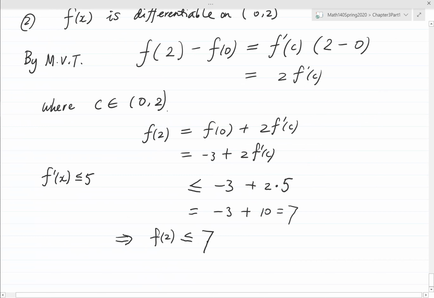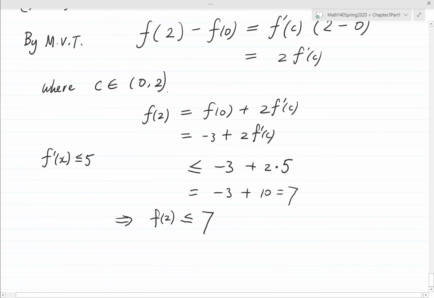So we have an upper bound of f(2). This is the maximum that f(2) can be, allowed by the mean value theorem. So the largest possible value that does not violate the mean value theorem is f(2) equals 7. Okay, then we're done.